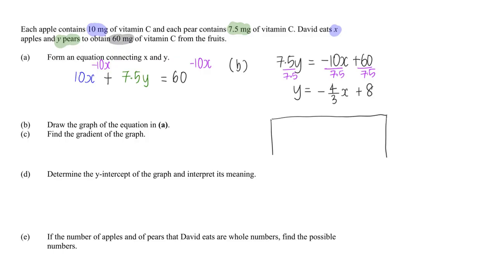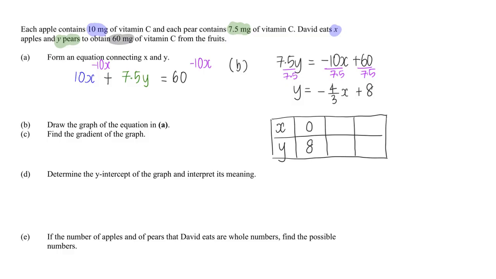And since I know this is going to be a straight line graph, I will just need around 3 values. And how do I choose the numbers? Well, I'm going to choose easy numbers like when x is equal to 0, negative 4 over 3 times 0 plus 8, that will give me 8.